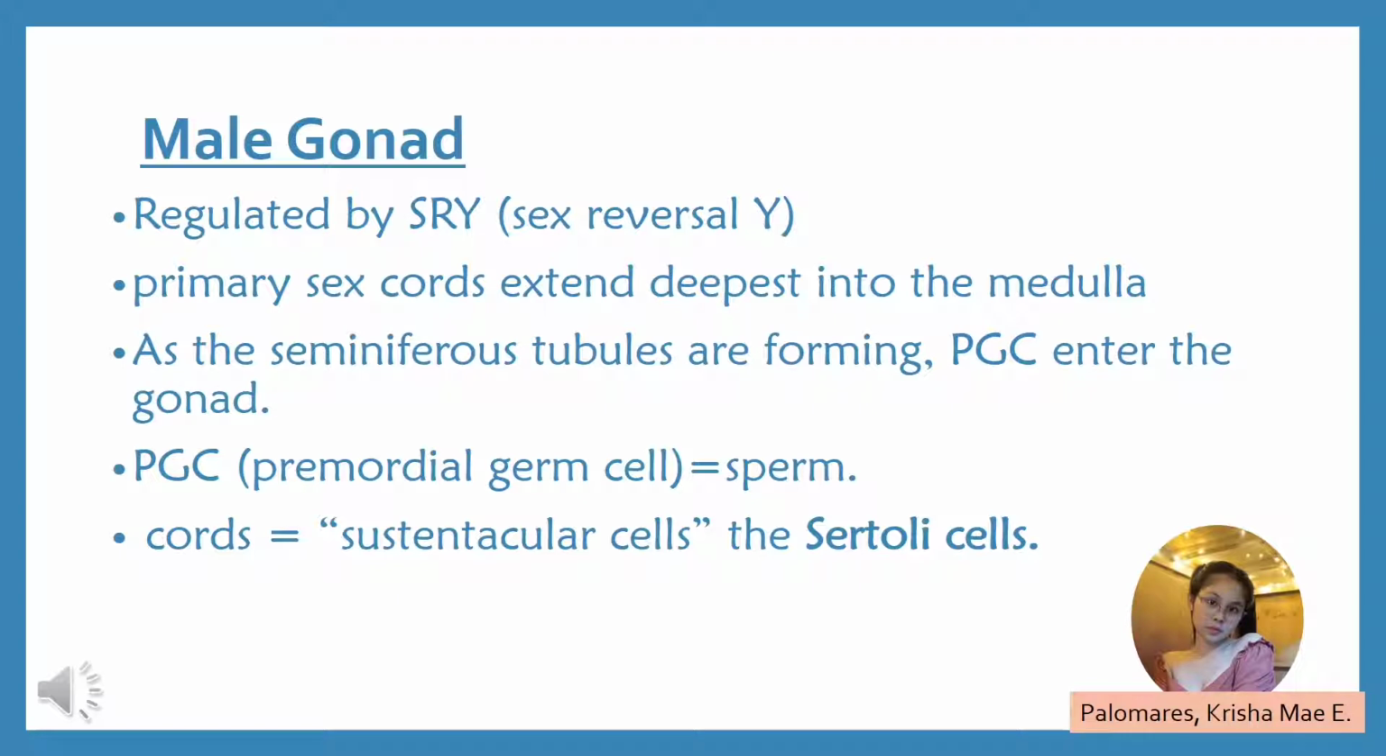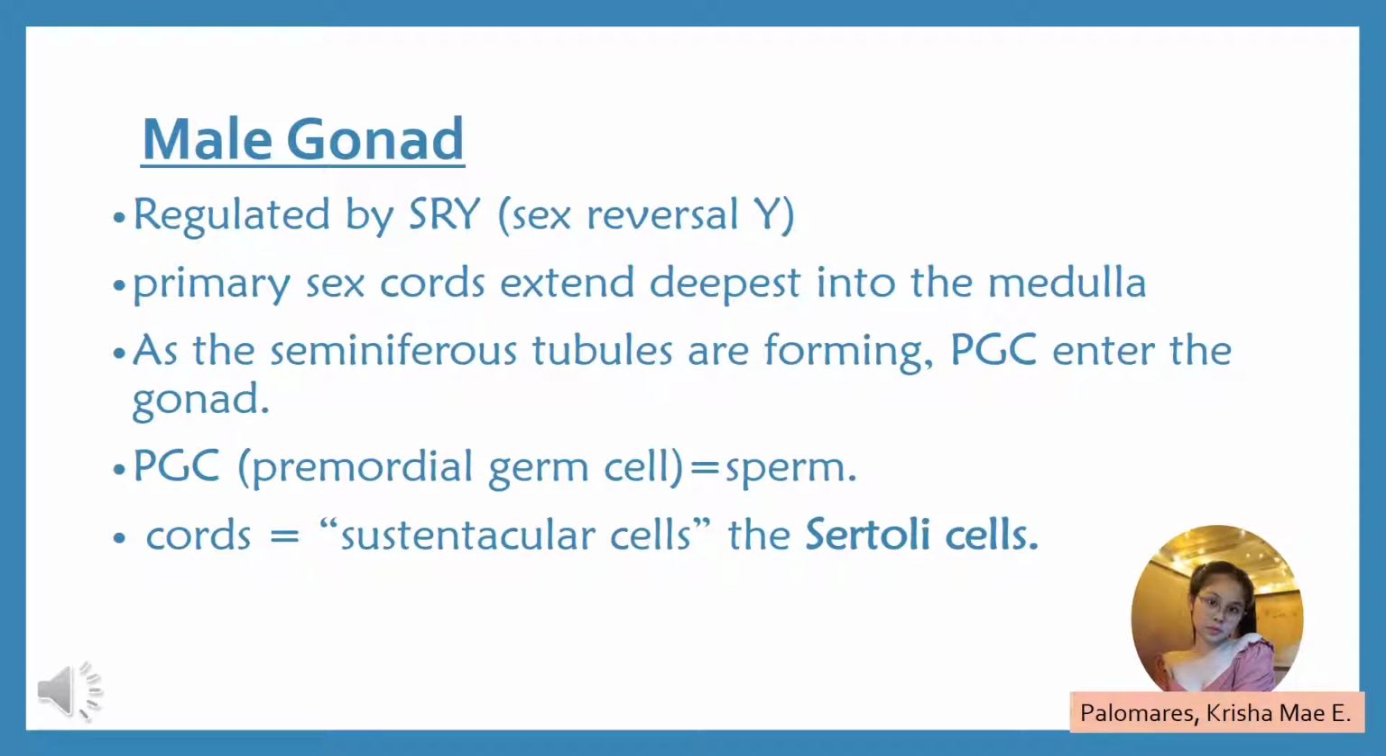The primary sex cords enter the medulla and differentiate into the seminiferous cords. These are the precursors to the seminiferous tubules, where sperm will be produced. The parts of the primary sex cords that extend deepest into the medulla form the rete testis, the first in the series of structures by which sperm leaves the testes in adulthood. As the seminiferous tubules are forming, the PGC enter the gonad and associate with the tubules. The PGC will give rise to sperm after puberty.